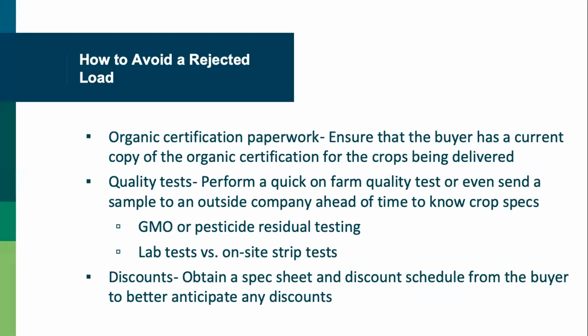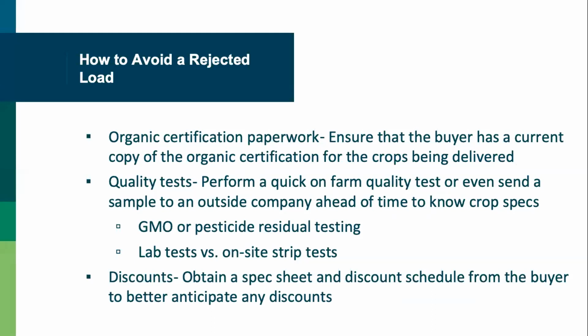It's also important to talk about avoiding a rejected load as well, because this is a problem that we do see quite often, specifically with new growers who are transitioning or recently transitioned to organic. Always, always, always get your organic certification paperwork in order and ensure that your buyer has a current copy of your organic certification for any sort of crops that are about to be delivered.